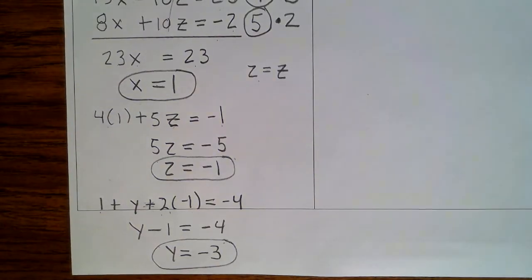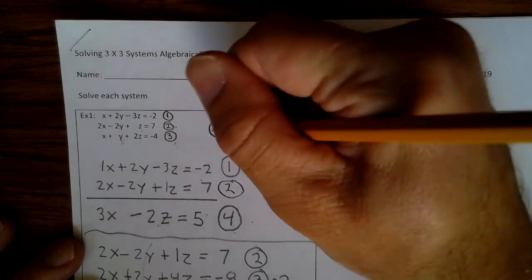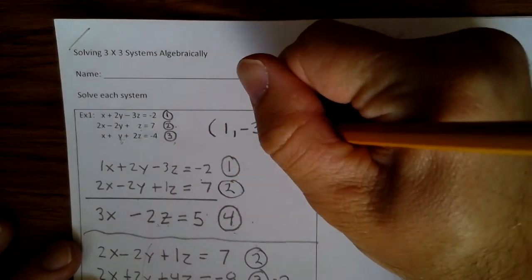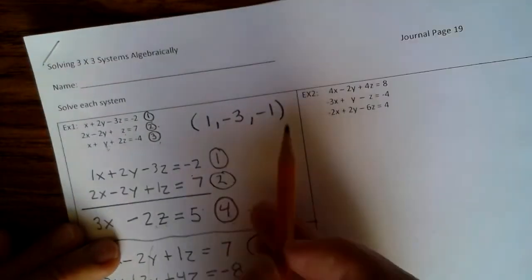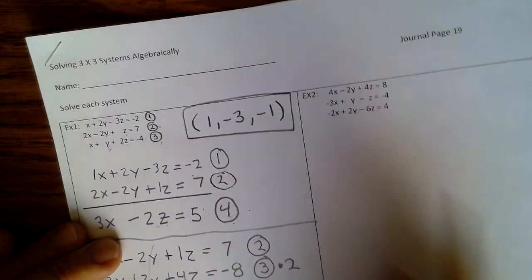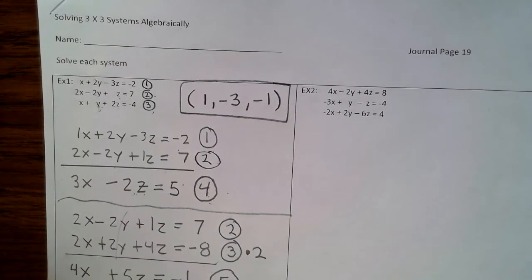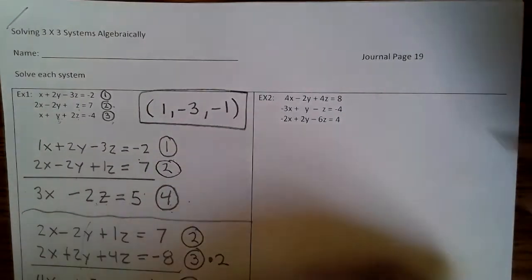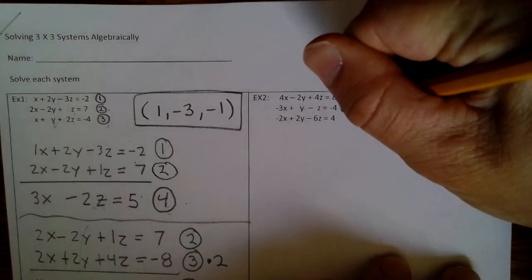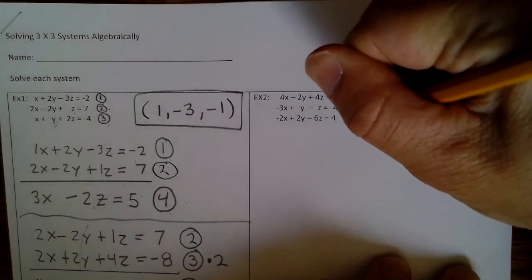Okay, so now you're going to state the solution. Let's do that here. So the solution is 1, comma, negative 3, comma, negative 1. Okay, so go ahead and finish up example 1. All right, let's take a look at example 2. Again, we're going to number the equations. Equation 1, equation 2, equation 3.